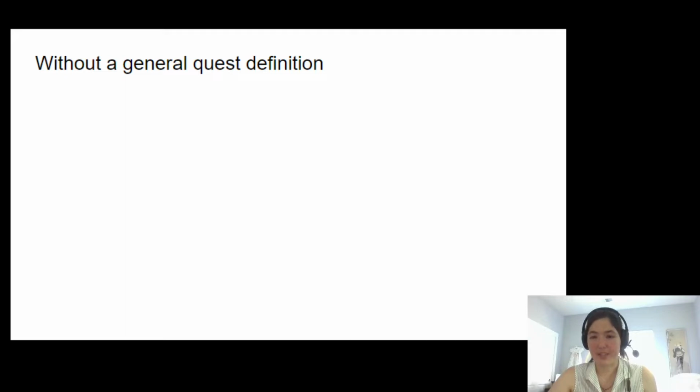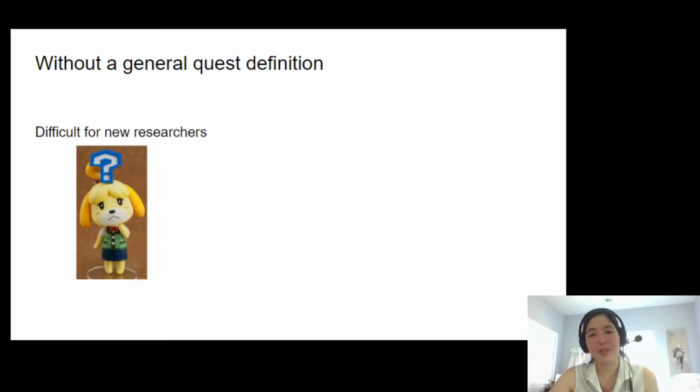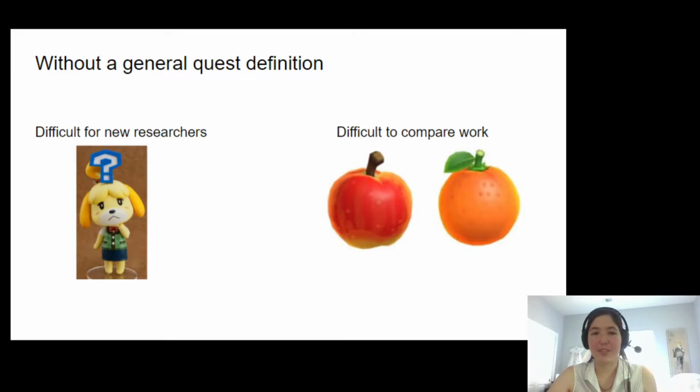Without a general quest definition, a couple of problems come up. The first one is that it can be difficult for new researchers. Researchers in any of those fields that I have already talked about might be interested in doing research related to quests. However, if they want to further the research, they either have to pick a definition from all the definitions that exist to figure out which one is best suited for their own research, or they have to make their own definition, which exacerbates the problem. The second thing is that it becomes difficult to compare work to each other. This is not to say that we cannot currently compare work to each other, but it would be easier if we were all talking about the same thing when we refer to quests.